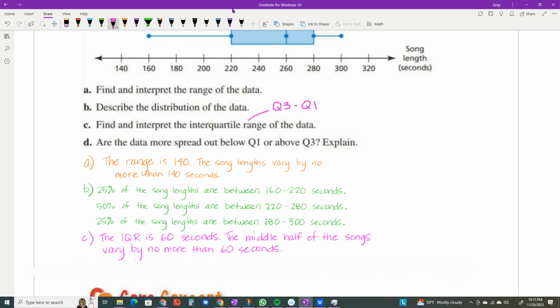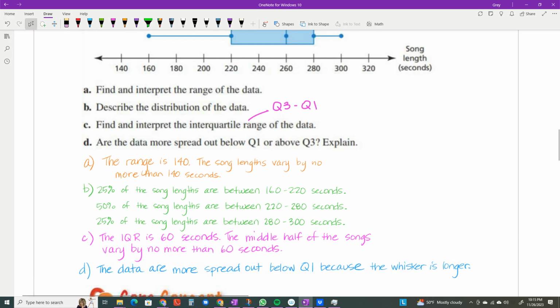Last but not least, are the data more spread out below Q1 or above Q3? So I hope you can tell that the data are more spread out below Q1 because that whisker is longer. That's what I just said.